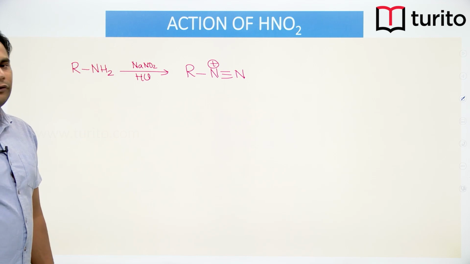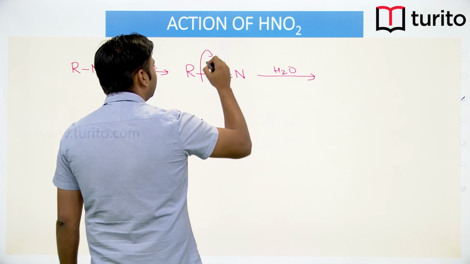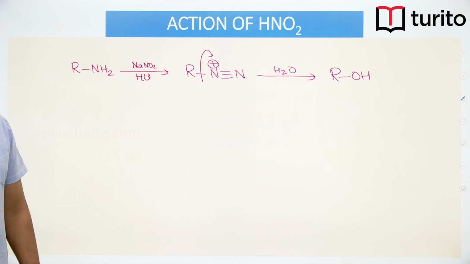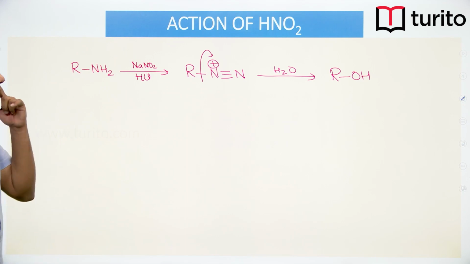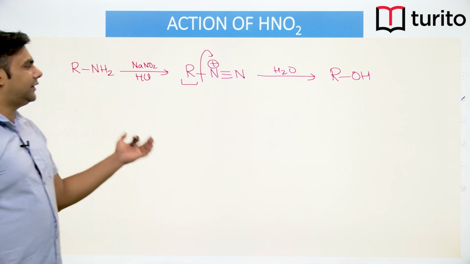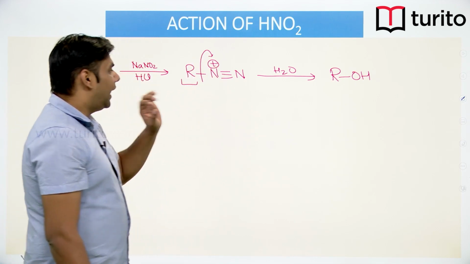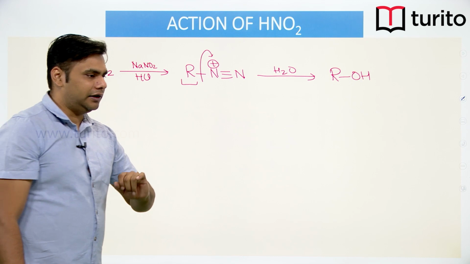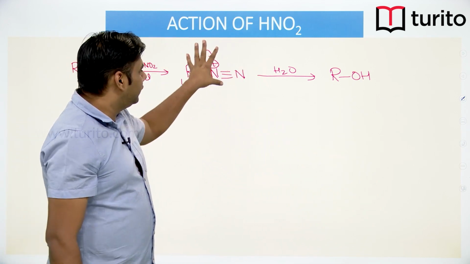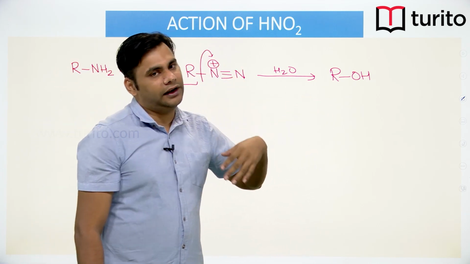Now once this is formed, N2 plus can come out, and water can attack on the carbocation and form an alcohol. Remember I told you that if R is a methyl or a 1 degree group, then SN1 reactions are not favored because the carbocation is not stable. But if you look at RN2 plus, N2 plus is one of the most powerful leaving groups, because when it comes out you can see it is N triple bond N.